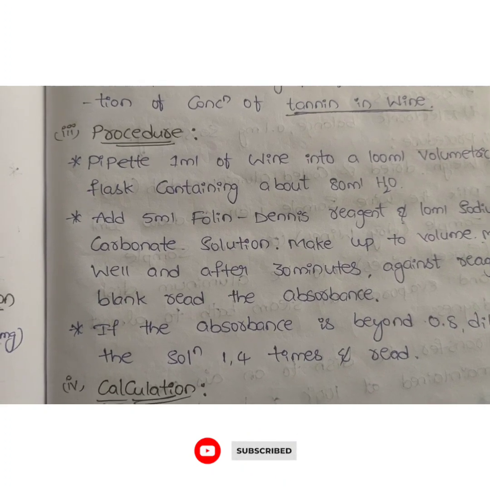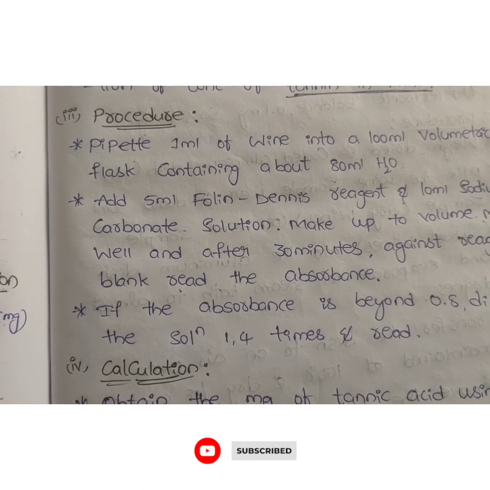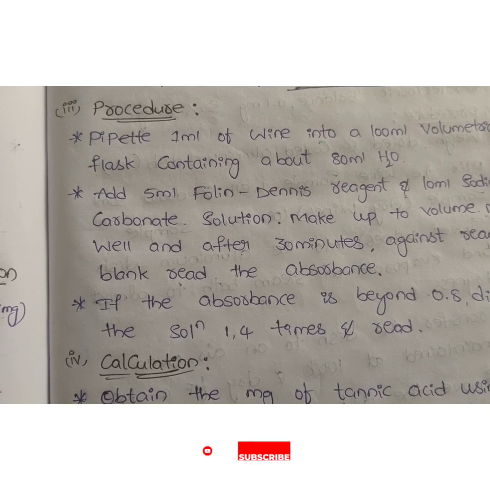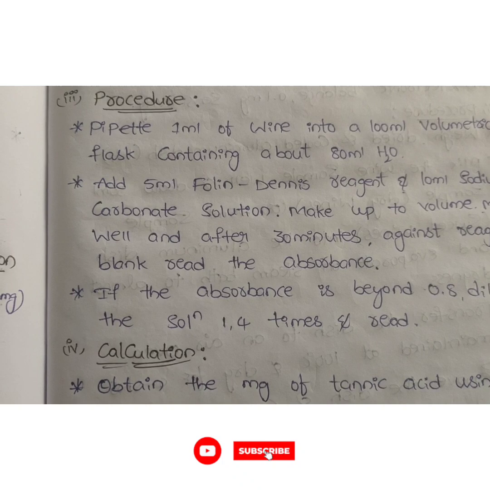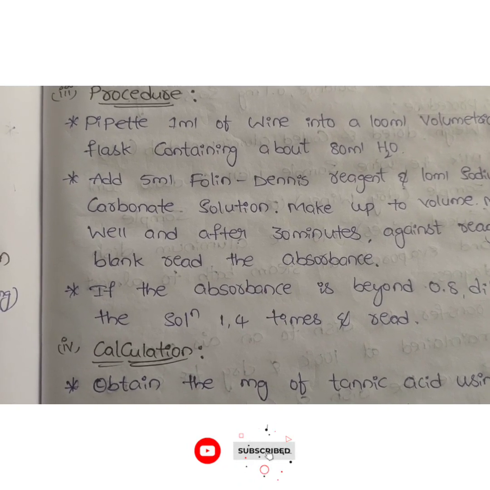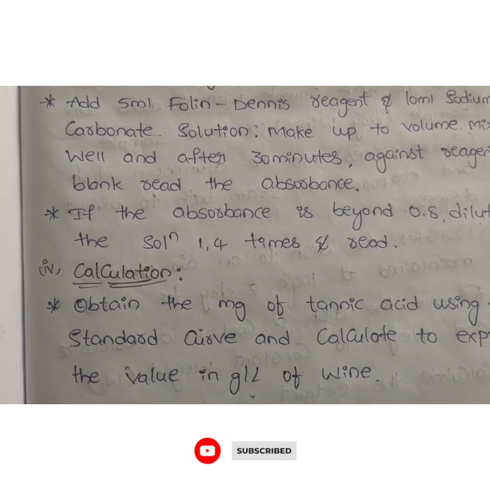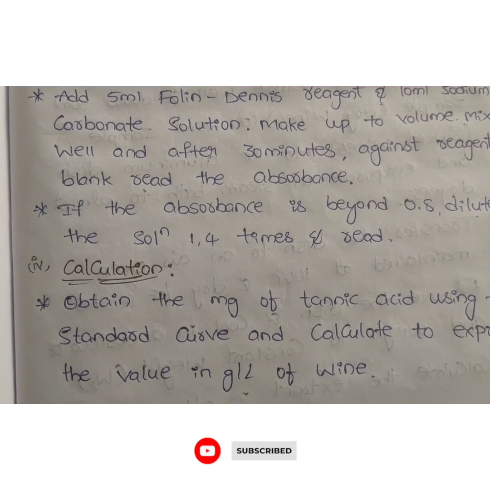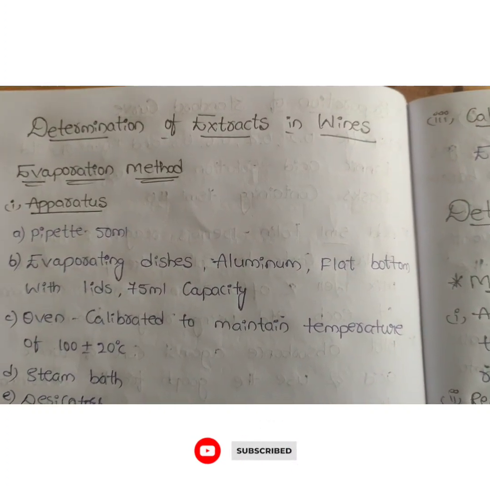Procedure. Pipette 1 ml of wine into a 100 ml volumetric flask containing about 80 ml of water. Add 5 ml of Folin-Denis reagent and 10 ml of sodium carbonate solution. Make up to volume, mix well, and after 30 minutes read the absorbance against the reagent blank. If the absorbance is beyond 0.8, dilute the solution 1 to 4 times and read. Calculation: obtain the mg of tannic acid using the standard curve and express the value in g/L of wine.